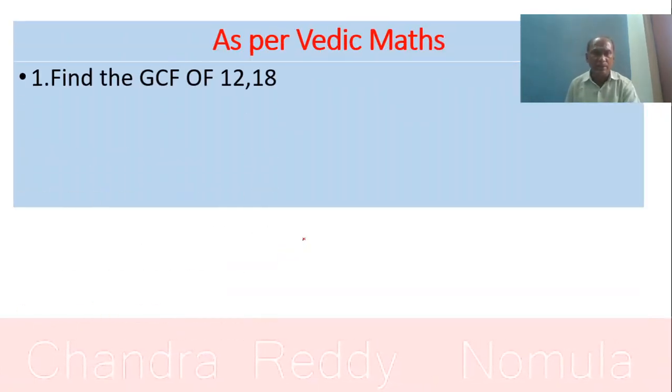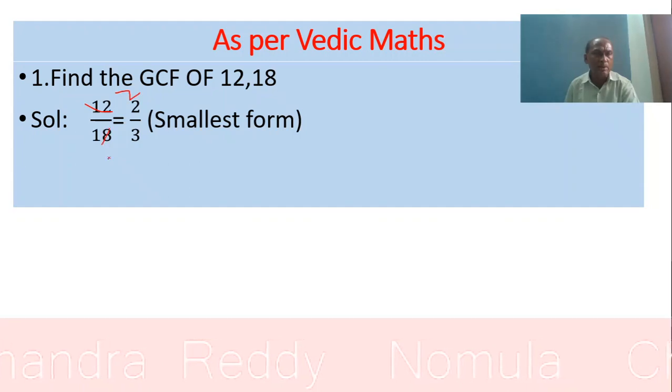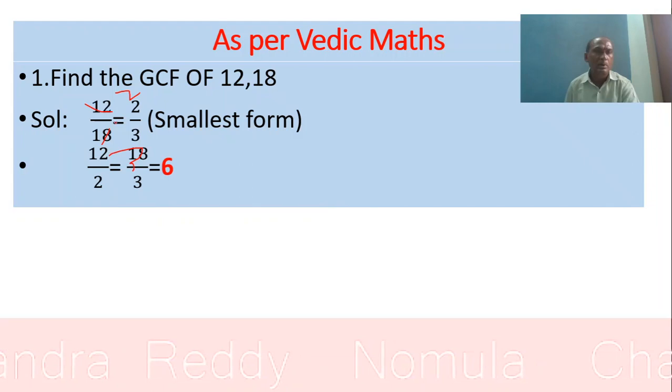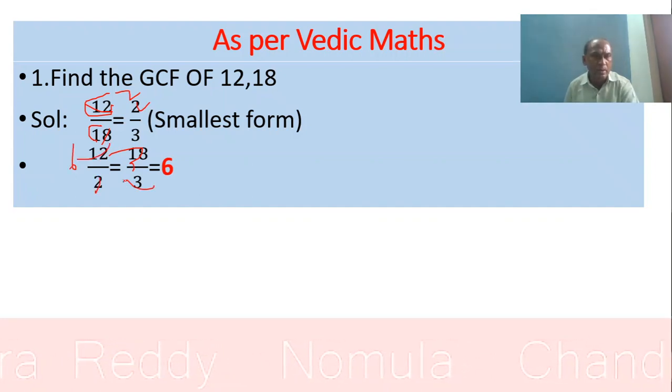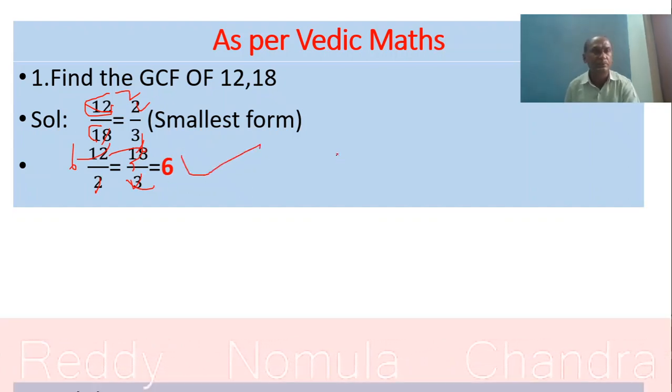Here, as per Vedic, find the GCF of 12, 18. So, smallest form 2 by 3. So, 6 2 ja 12, 6 3 ja 18. Now, here 12 is divided by 2 and 18 is divided by 3. 2 1 ja 2, 2 6 ja 12, 3 1 ja 3, 3 6 ja 18. Therefore, 6 is the GCF.